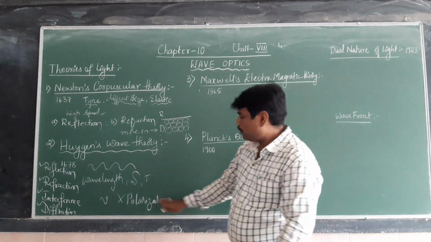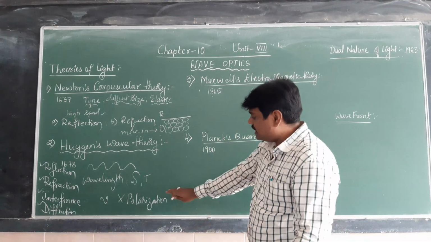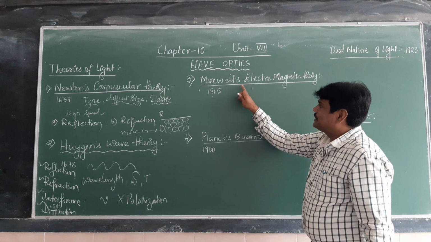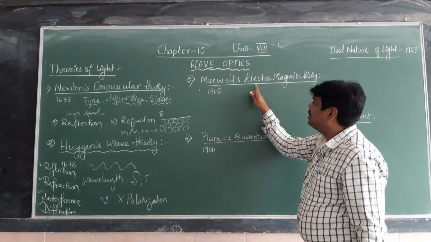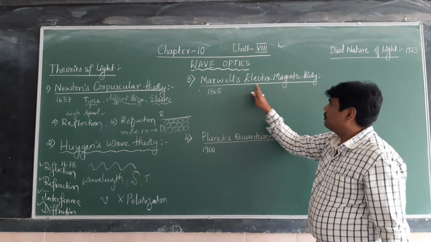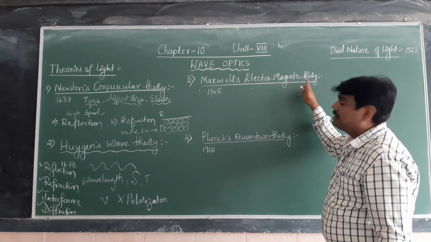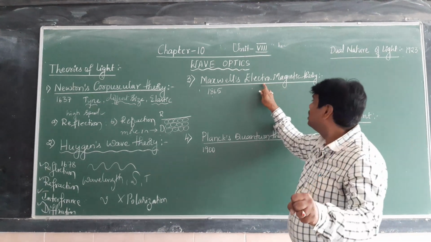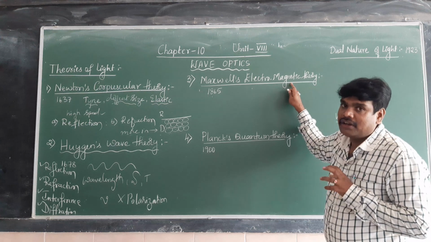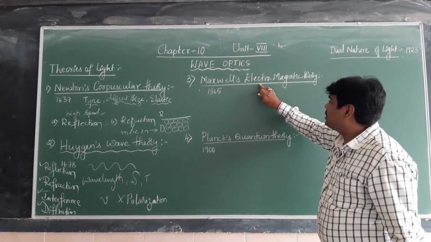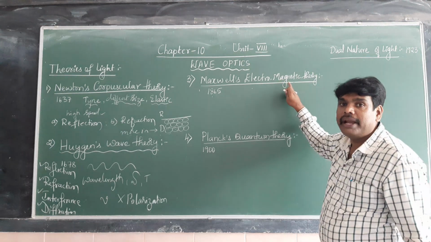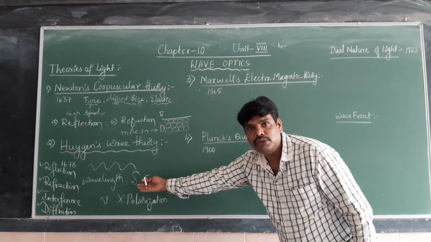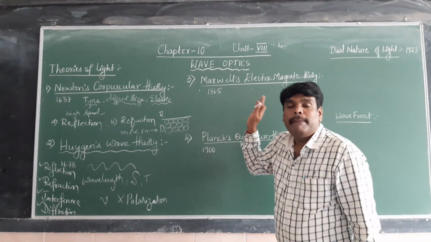Then how can polarization be explained successfully? To explain polarization, a famous scientist, Maxwell, proposed a theory in 1865, what we call the electromagnetic theory. Light has an electric nature as well as a magnetic character. The combination of electric and magnetic oscillations causes electromagnetic waves. So this is what mechanical waves are and this is what non-mechanical waves are.